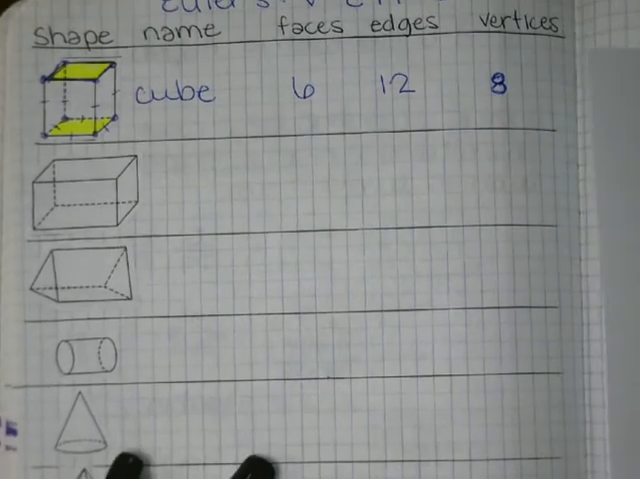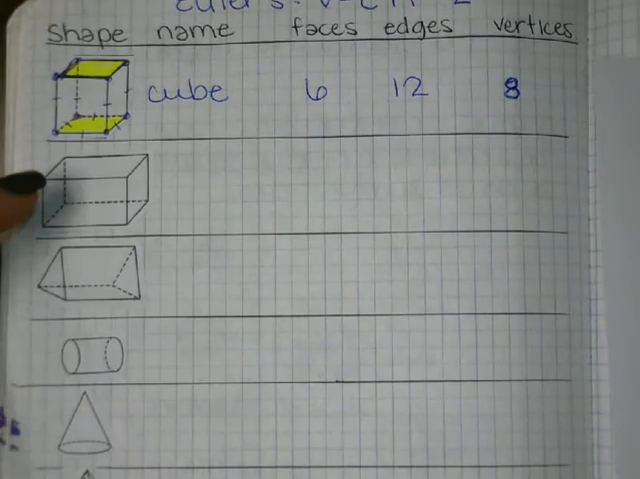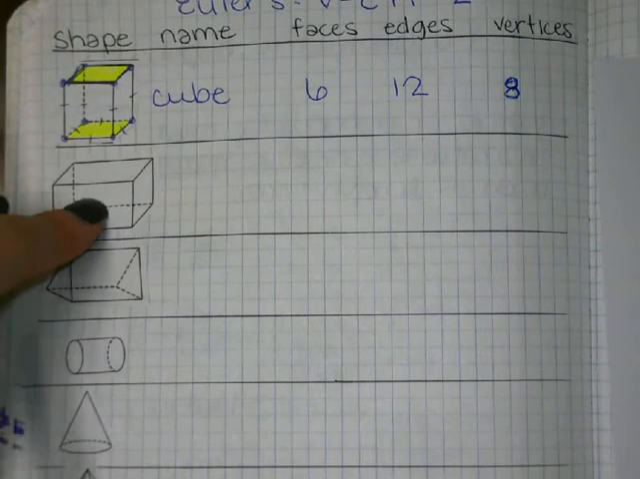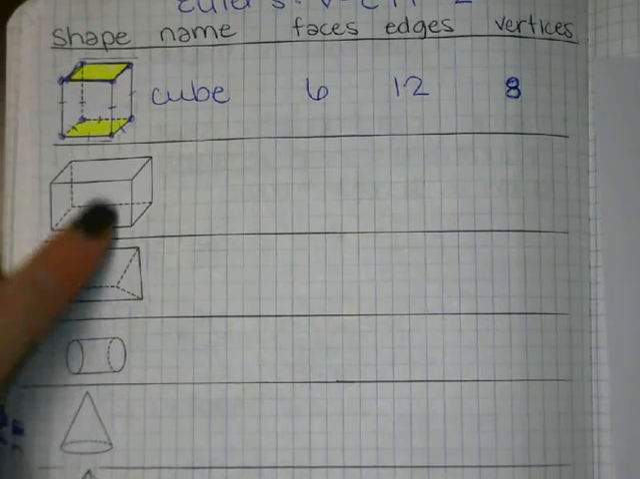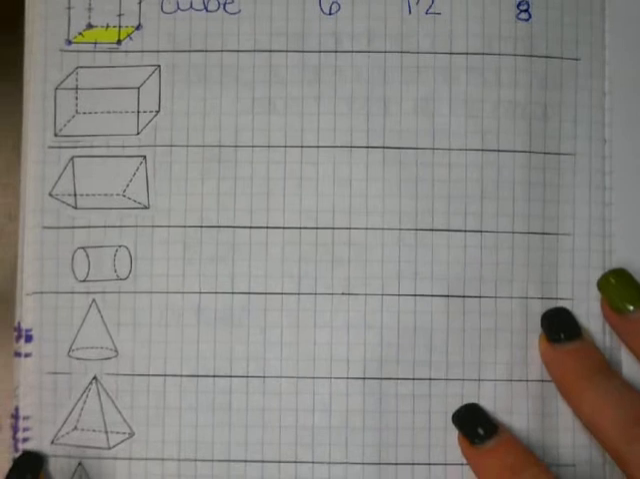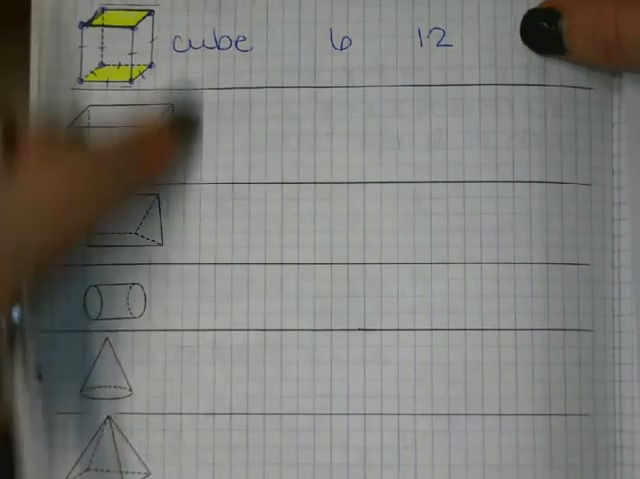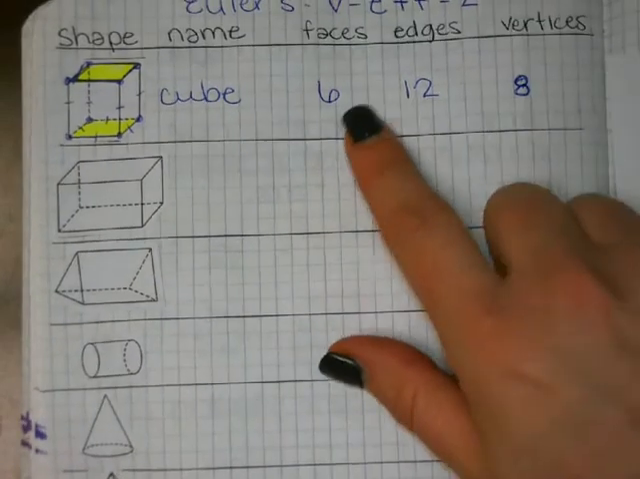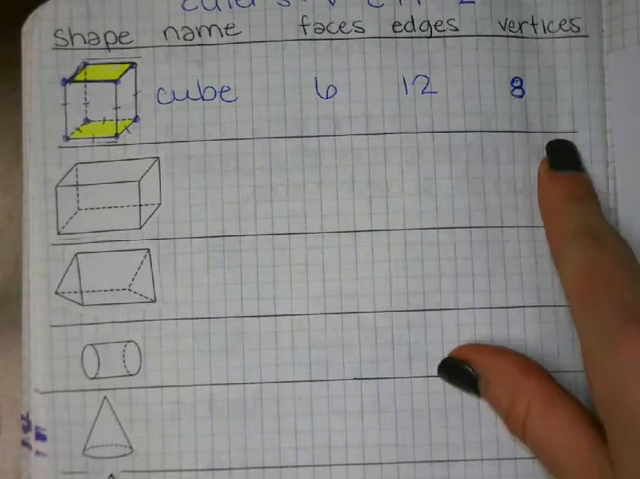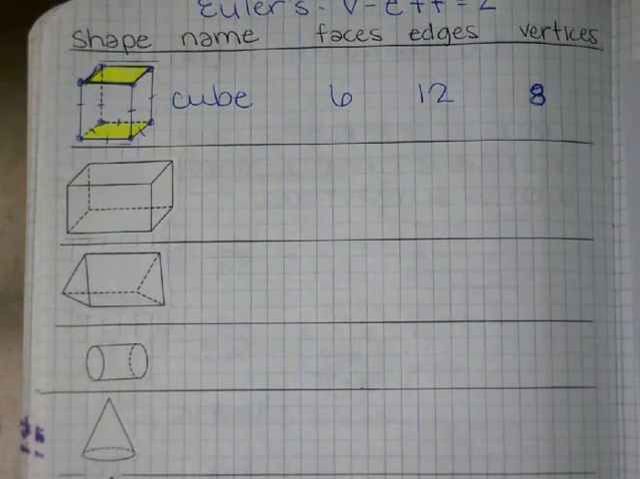Alright, so here's what I want you to do. You can pause, and I want you to give me the name, the faces, the edges, and the vertices for all the rest of these shapes. If you don't know the name, that's fine. You can still count your faces, edges, and vertices. So go ahead and push pause, and when you're ready and you have it all filled out, come back and push play, and we'll check our answers.